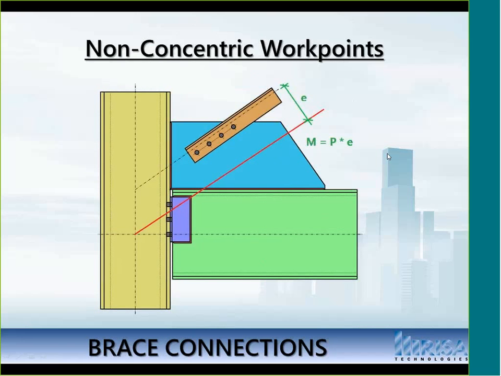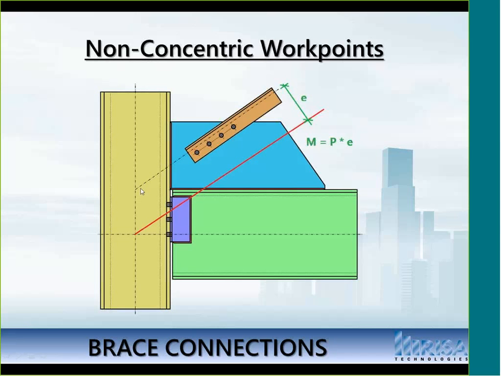Another big change in the newer version is that you can now specify the non-concentric work points, and that also results in a moment. So what we do here is we allow you to put the work point for the brace anywhere along the column or the beam, and then when it comes time to do the calculations, we calculate everything in this gusset plate according to the uniform force method, but then we also say that there's a moment that ends up in the gusset plate. And that moment is simply equal to the brace force multiplied by the eccentricity between the line of action of the brace and the concentric line of action of the brace.